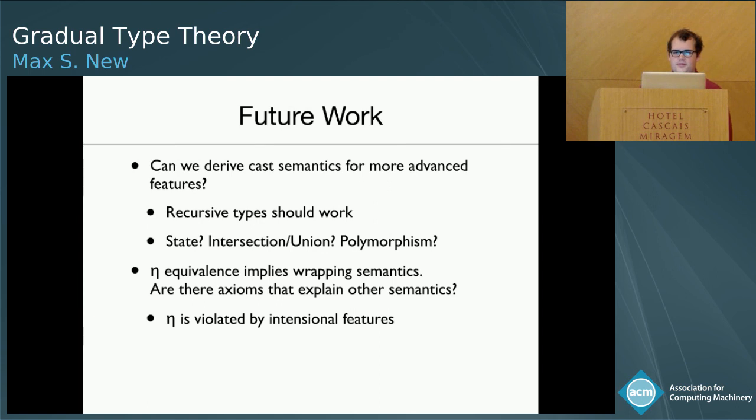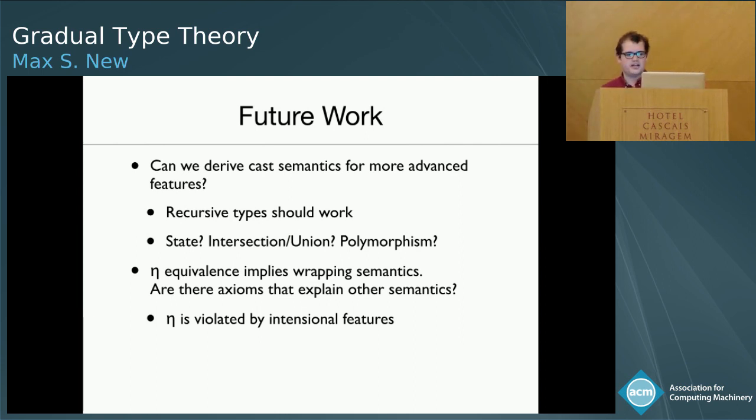Okay, so to wrap up, one of the things we want to consider is, can we use the same sort of approach to derive more advanced cast semantics? So recursive types we think should be pretty easy, but more complicated types are harder to say. Part of the problem is we don't have as canonical an idea of how to axiomatize things like state and polymorphism.